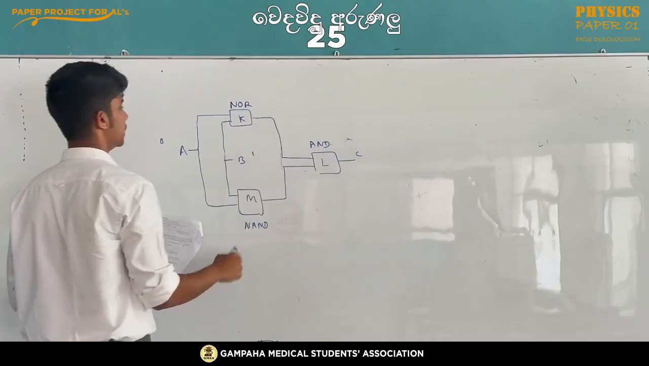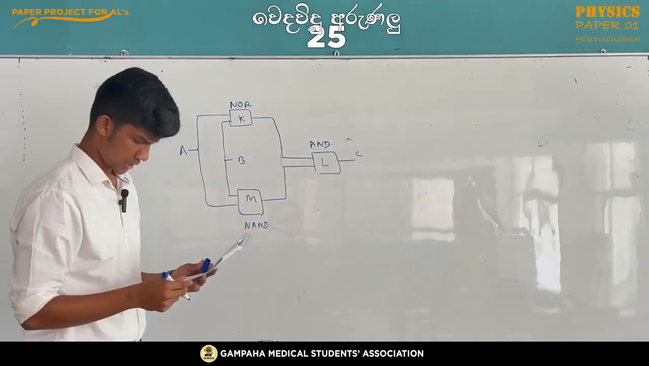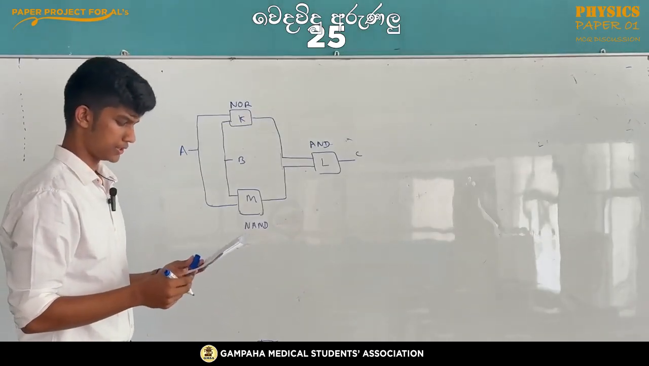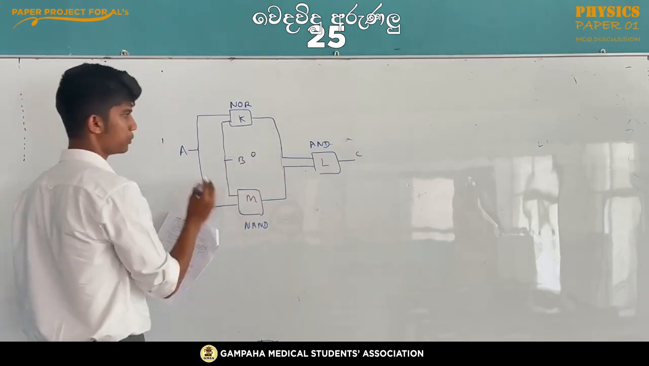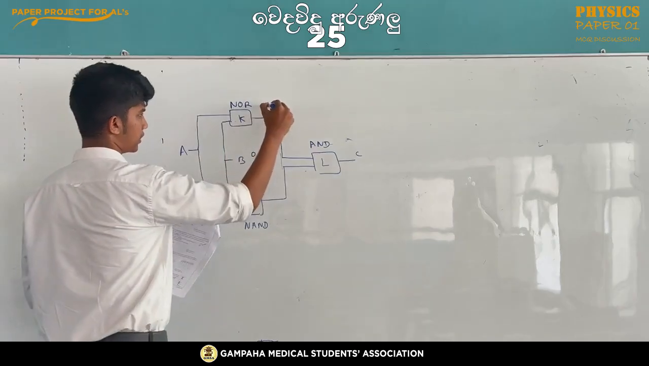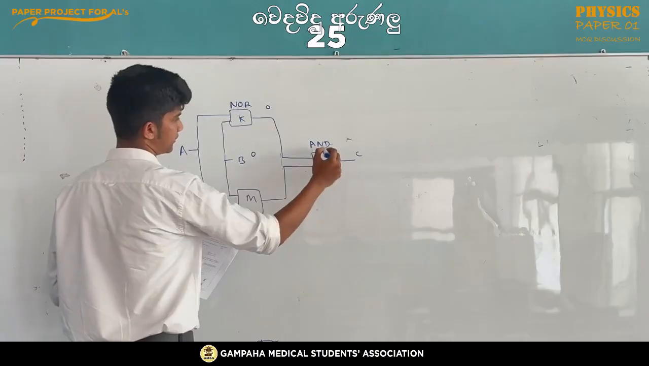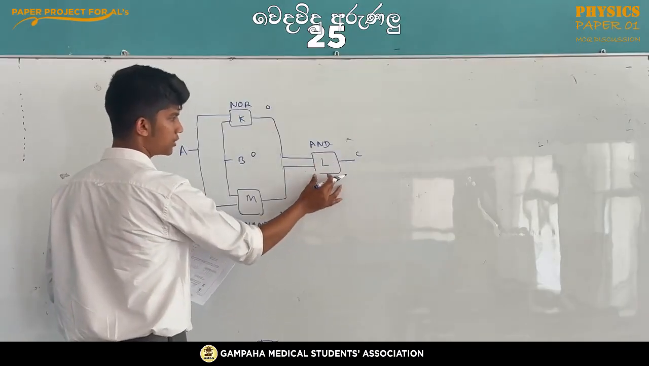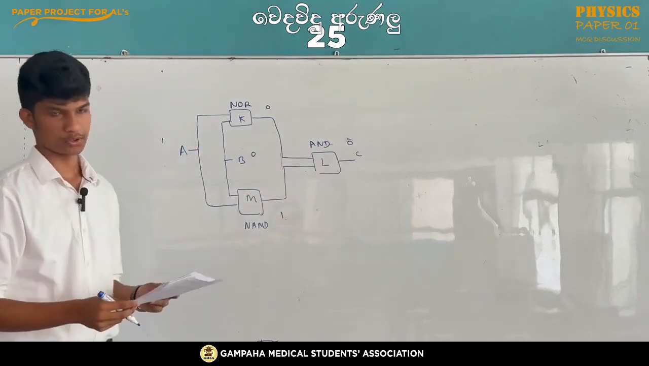Then coming to the third row, the inputs are 1 and 0. Then the output at K would be 0 and the output at M would be 1. And then once again, the output at L will be 0. So then the output given in the third row is also correct.